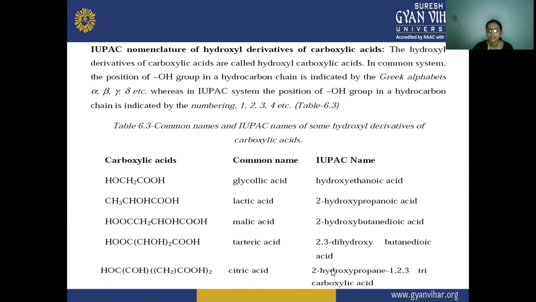So here you can write 2-hydroxypropane, because it has 3 carbon atoms, 1, 2, 3 tricarboxylic acid. So it has the 3 carboxylic acids present on the 3 carbon atoms. That is why its name is 2-hydroxypropane 1, 2, 3 tricarboxylic acid. So this is the IUPAC nomenclature of the hydroxyl derivatives of carboxylic acid.